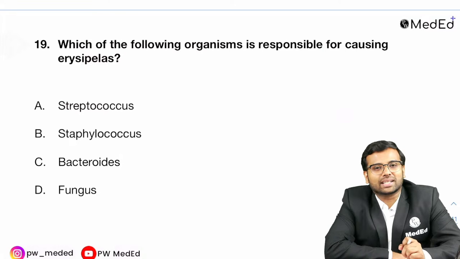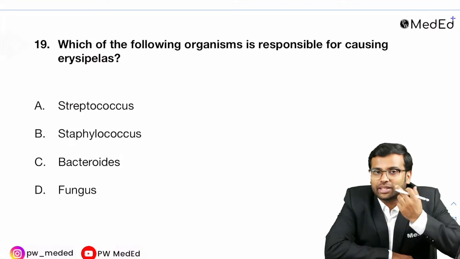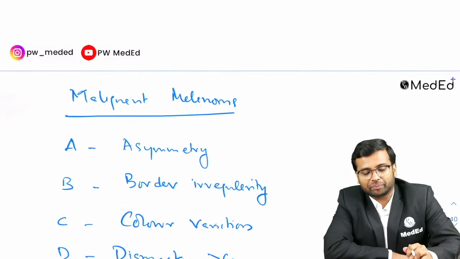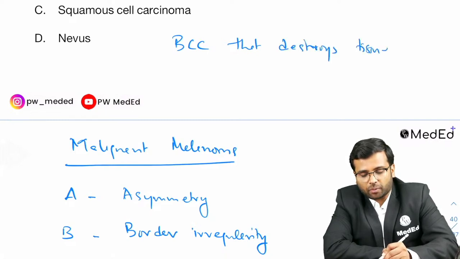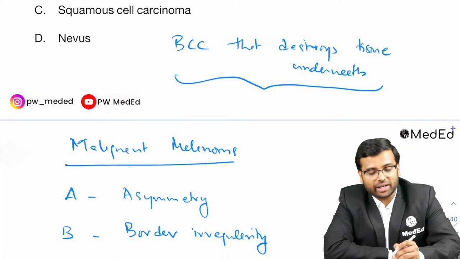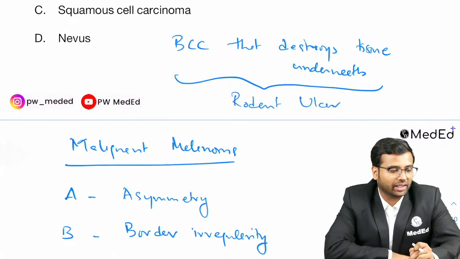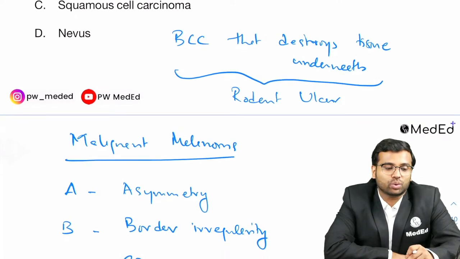Yes, when it comes to basal cell carcinoma, what is the name of that basal cell carcinoma which will destroy the tissue underneath? You just made me remember one more point here. So this is called a rodent ulcer, isn't it? This is called a rodent ulcer. Fine, that is the name of the basal cell carcinoma which can destroy the tissue underneath.